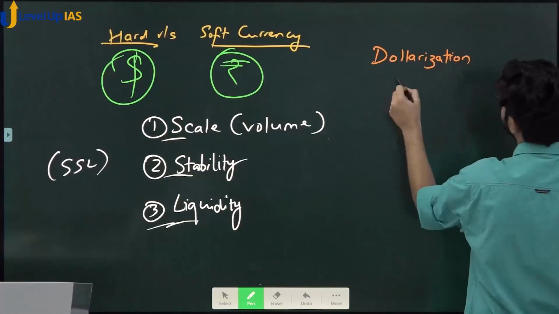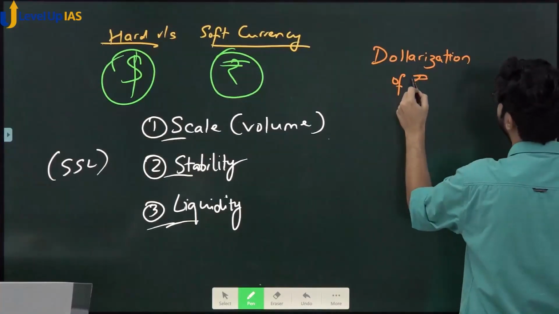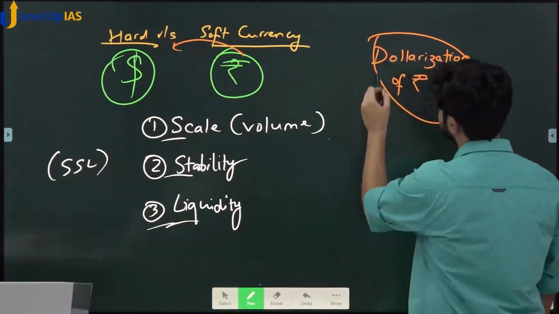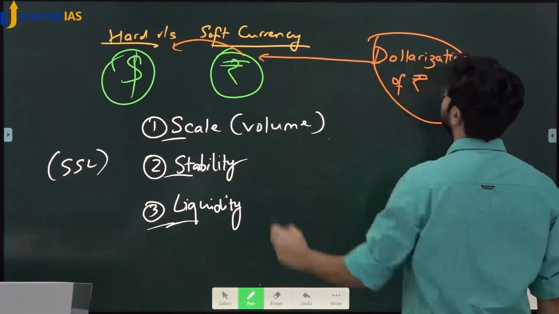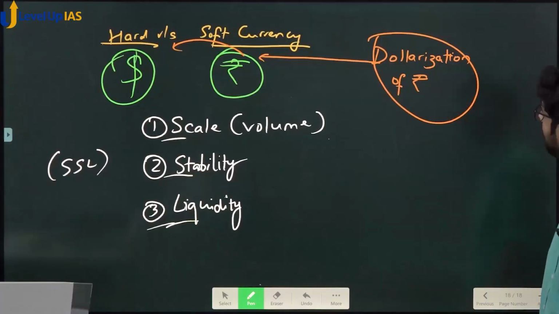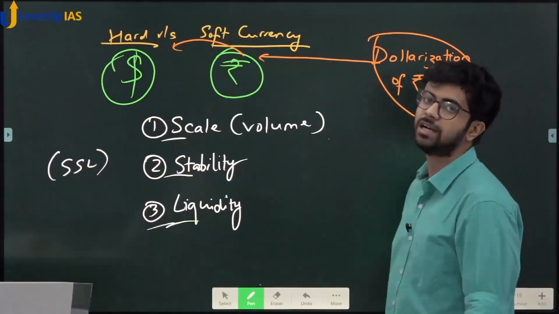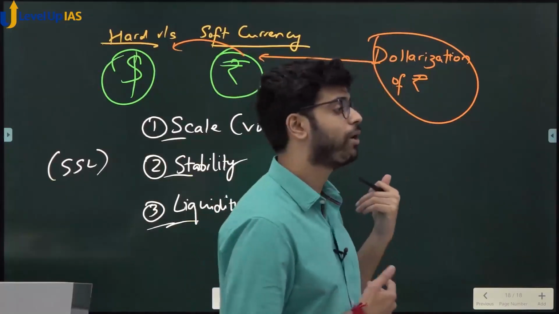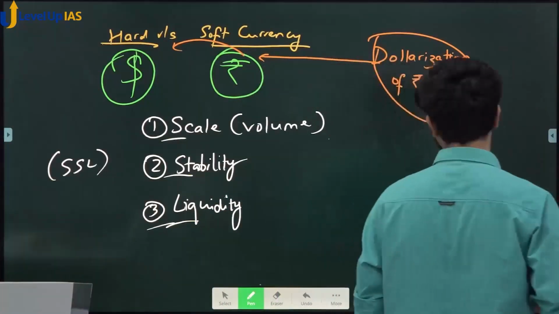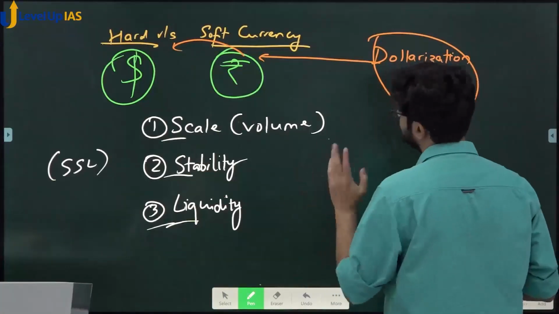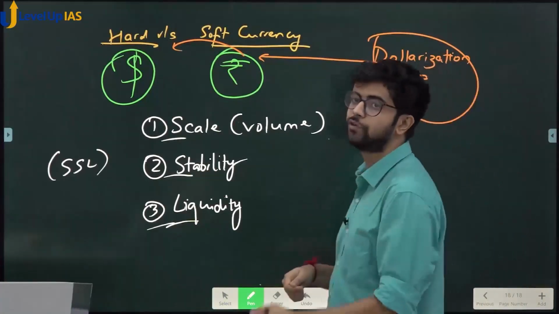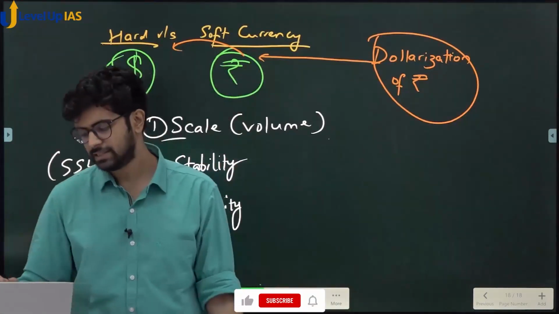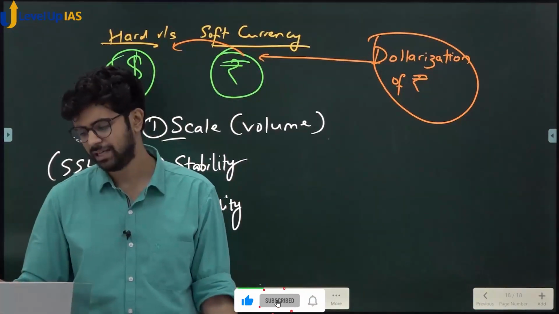So when I say dollarization of rupee, it means converting rupee from soft currency to hard currency. Obviously every country tries to make its own currency a hard currency, or tries to dollarize its currency. Depending on the scale, stability and liquidity, you will decide whether it is a hard currency or a soft currency. These are again just words which you should know.